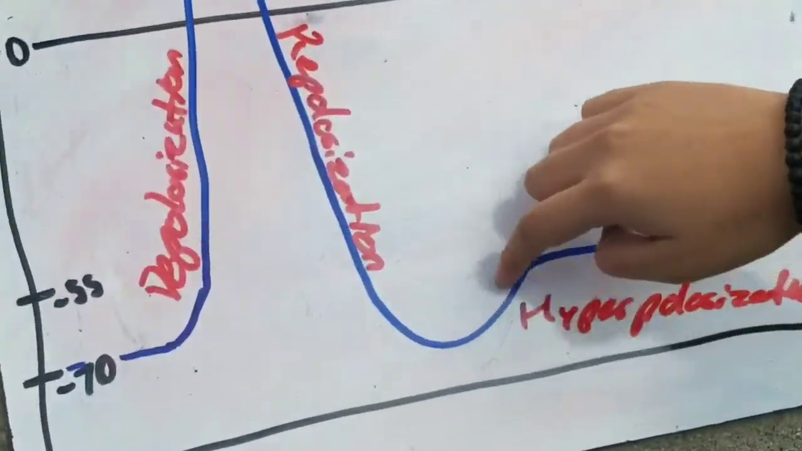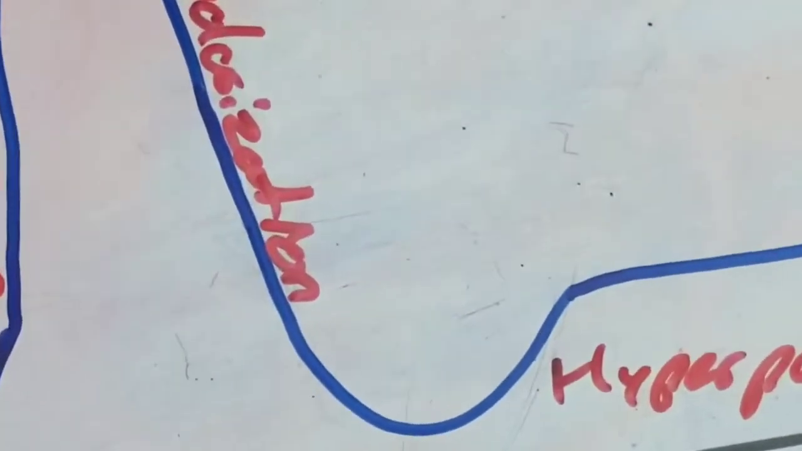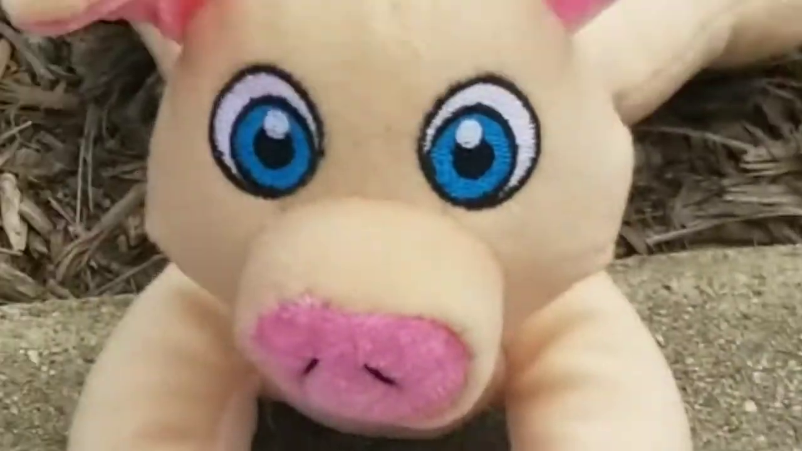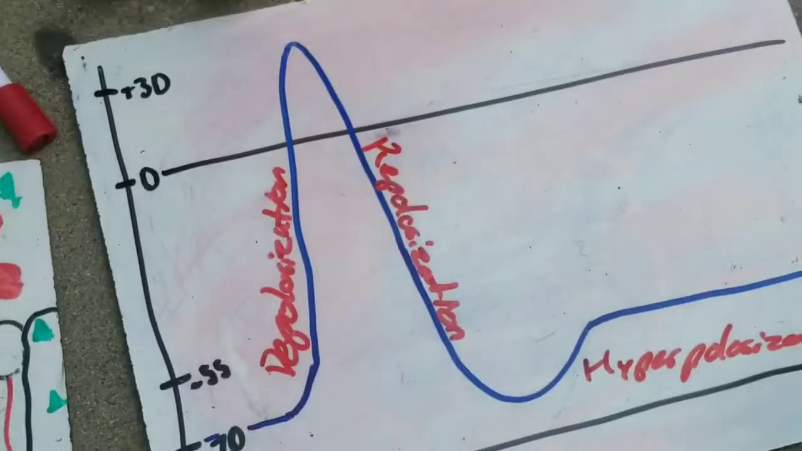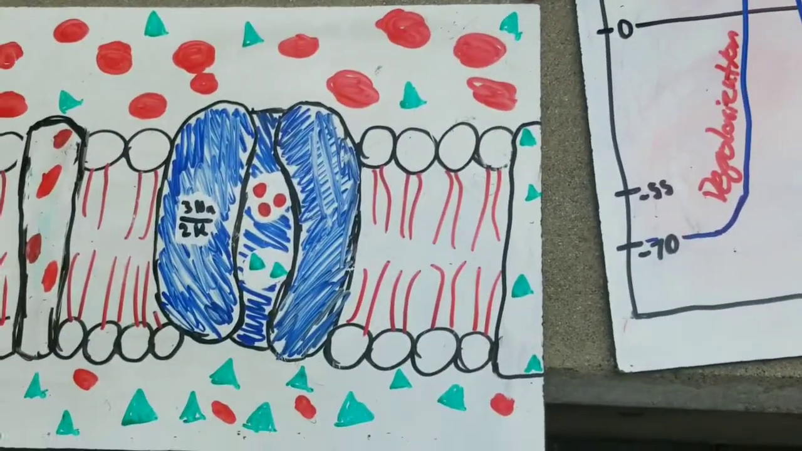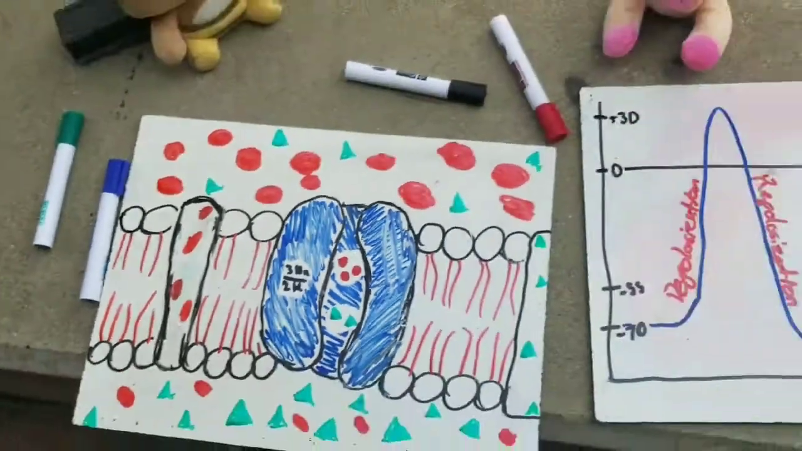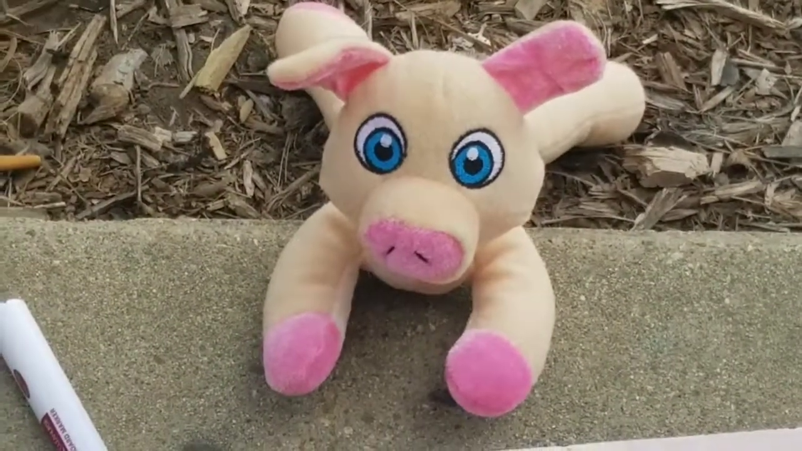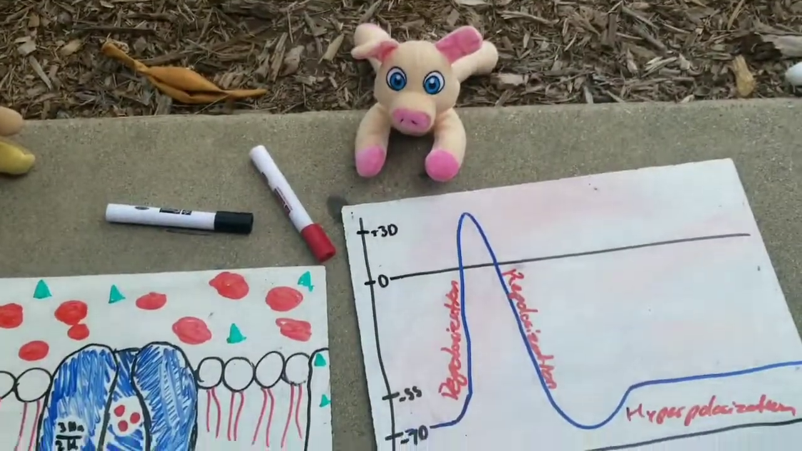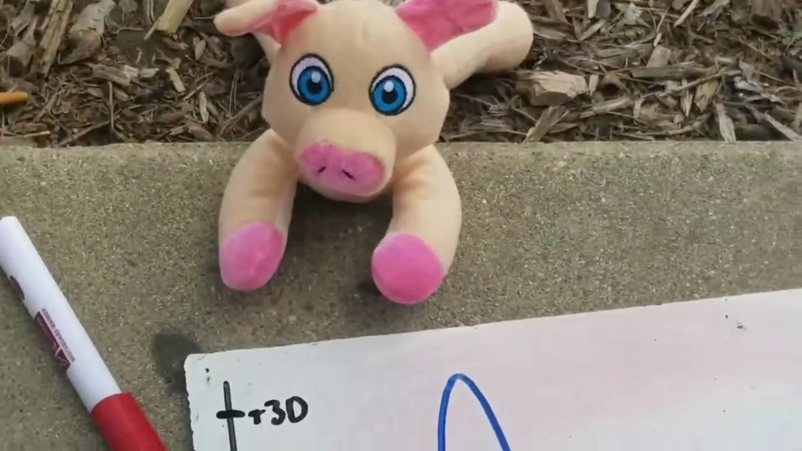Now, when hyperpolarization happens, this part right here, that curve, I love a good curve. In hyperpolarization, potassium channels remain open, but now the sodium channels are closed. Now we don't want sodium anymore, and we're just welcoming potassium. We love potassium. Just kidding, we don't. We're kicking it out of the membrane.